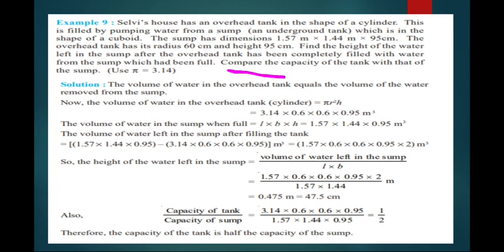Now in the last part you have to compare the capacity of tank with the capacity of sump. Just do the ratio, capacity of tank by capacity of sump will be the volume of tank by volume of sump, it will be 1 by 2.